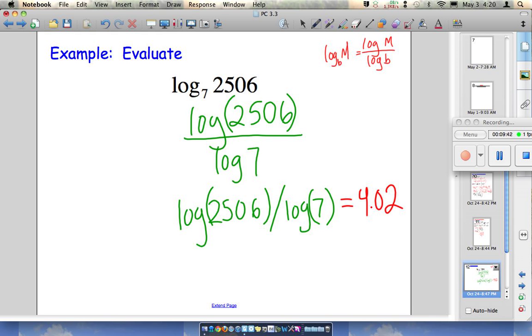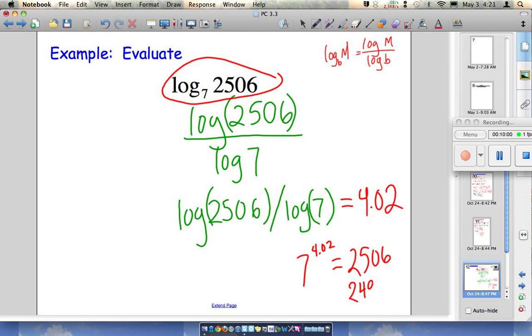And I could test this, remember, because of what the original statement was. To make sure I believe it, I could test, is 7 to the 4.02 power, in fact, about 2,506? When I punch that into my calculator, I get 2,496. Now if I round to one more decimal place and add that 2 here, I will get 2,506.01 when I add another 2. So it does in fact give me 2,506, but it is not a nice number. So it is something that you will have to round to a couple of decimal places.